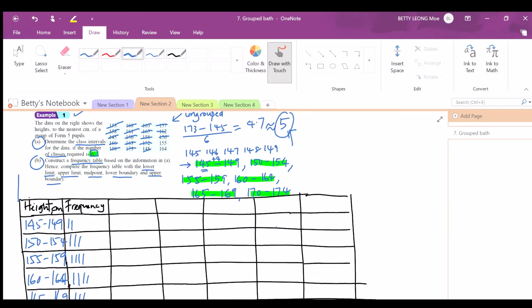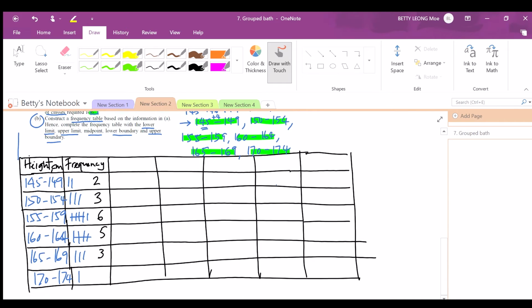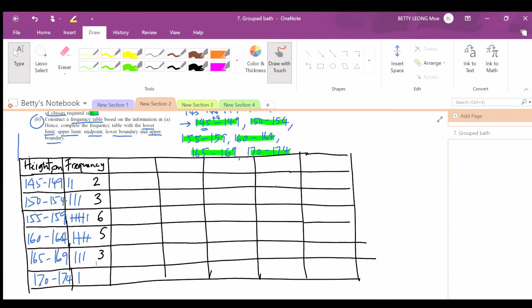158 here, and then 145 here, 166, 156, 155, 164. So what you'll get is 2, 3, 6, 5, 3, and 1.